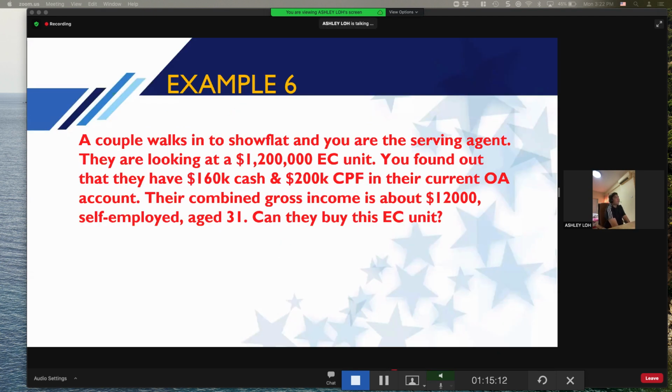Now, next example. A couple walks into the show flat and you are the serving agent. They are looking for a $1.2 million EC unit. You found out that they have 160K cash and 200K CPF in their current OA account. Their combined gross income is about 12K, self-employed. Can they buy this unit? If they cannot buy, why? If they can buy, why? I need everyone to put it in the chat later.